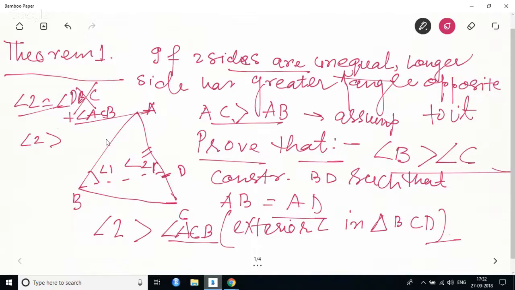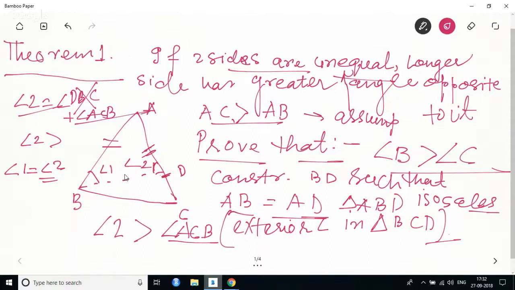Now try to understand, according to this construction where I am saying AB is equal to AD, triangle ABD would be isosceles. If triangle ABD is isosceles, then angle 1 would be equal to angle 2, because in an isosceles triangle, I have been using this theorem in today's class for a longer time, angle opposite to equal sides would be equal.